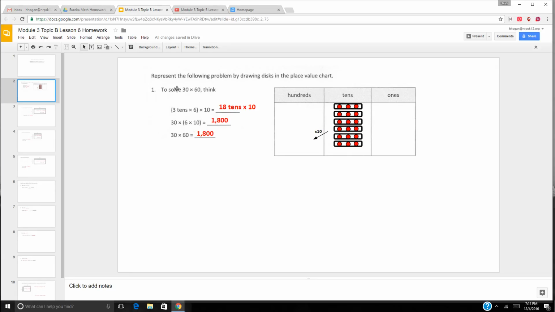Okay, it's a little bit tricky to think of, but if you think of it this way, 3 times 6 is 18, correct? And 10 times 10 is 100, so it's 1800s. And think of it that way.